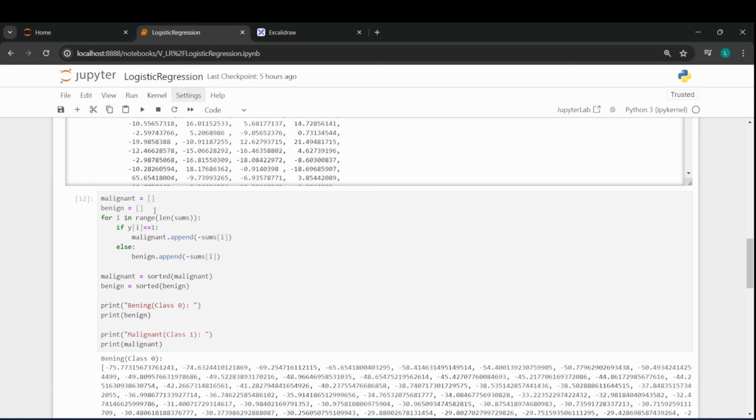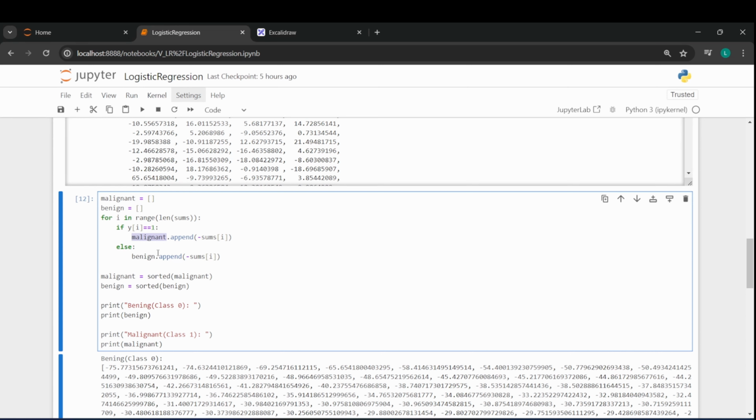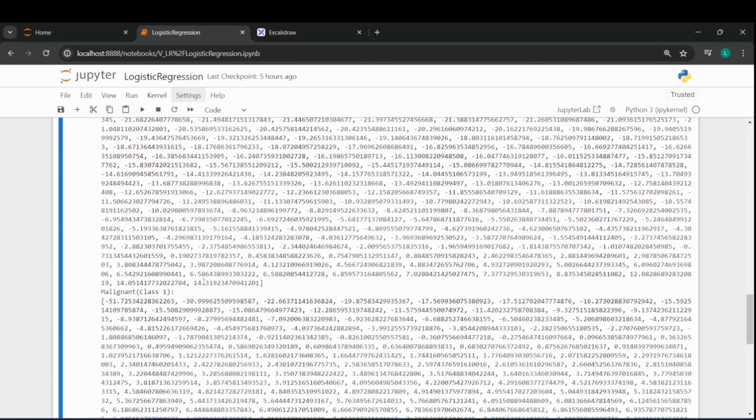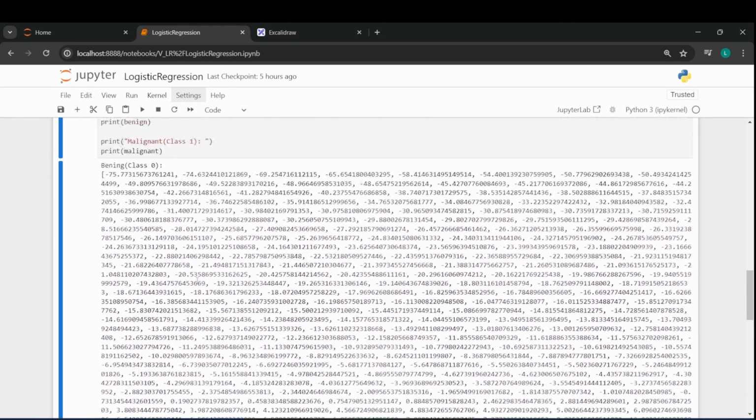So what I have done here is I first created two empty lists named malignant and benign, and if the class value is 1, I pushed the negative value of the sum into the malignant. If the class value is 0, I pushed the negative value of the sum to the benign, and then I sorted them and printed them. Now if you observe both lists closely here, the values of benign range from -75 to +14, and there are more negative values in it than positive values.